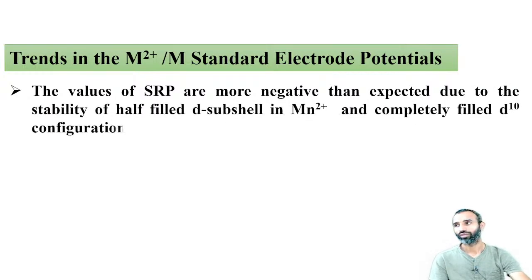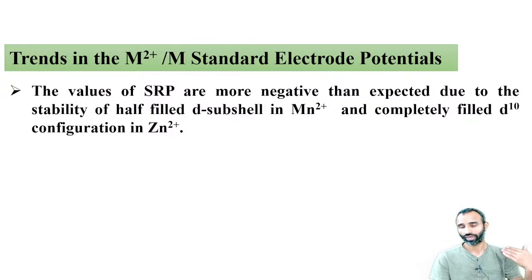So values of standard reduction potential for manganese and zinc are more negative than expected. It is because of stability of half filled in case of manganese and completely filled in case of zinc 2+. Understood.